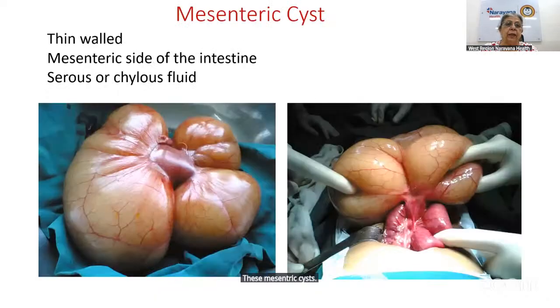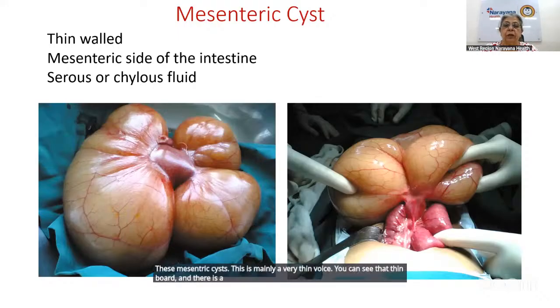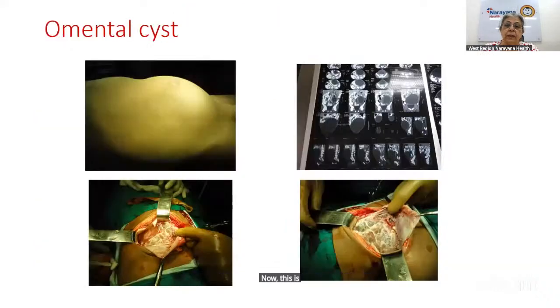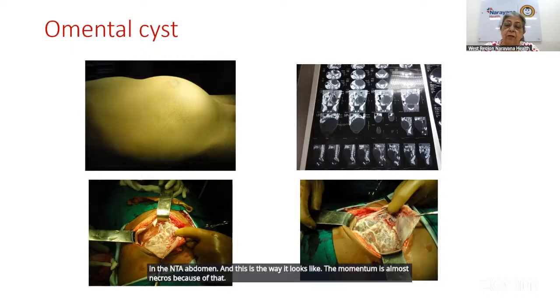This is a mesenteric cyst. This is mainly a very thin wall cyst. You can see that thin wall, and there is a chylous fluid or a serous fluid inside. So that way you can differentiate between the duplication and the lymphatic cyst or the mesenteric cyst when you are doing the surgery. Now, this is an omental cyst. See that CT where it is showing that the cyst is entirely in the anterior abdomen. And this is the way it looks. The omentum is almost necrosed because of that cyst which started inside.